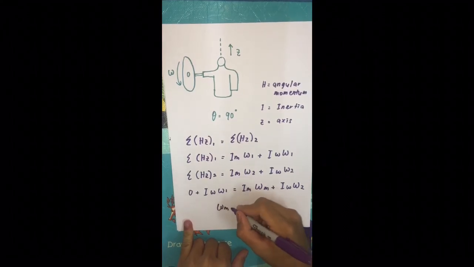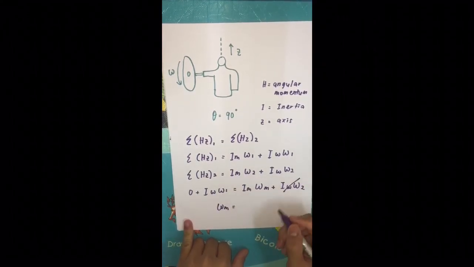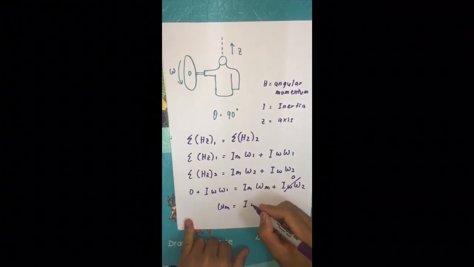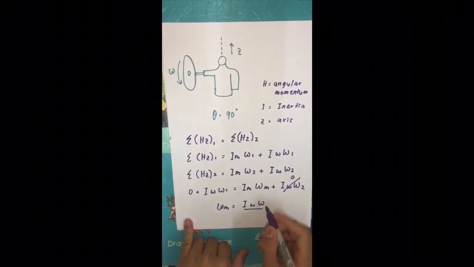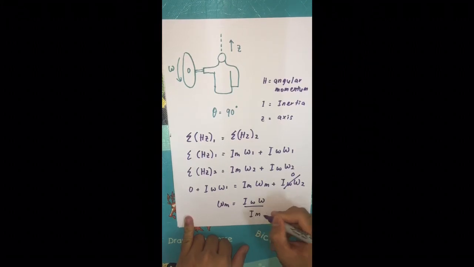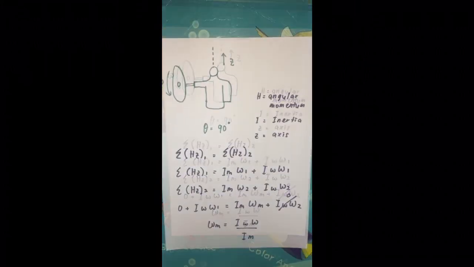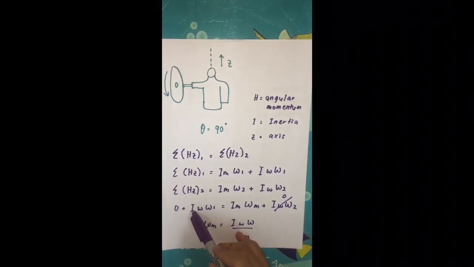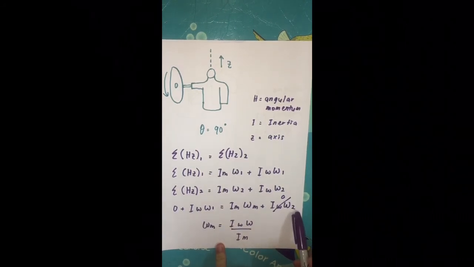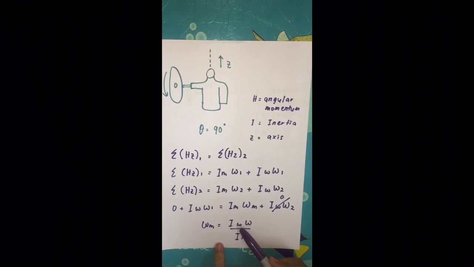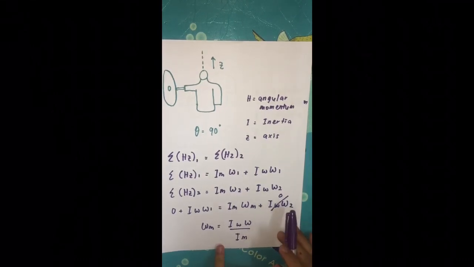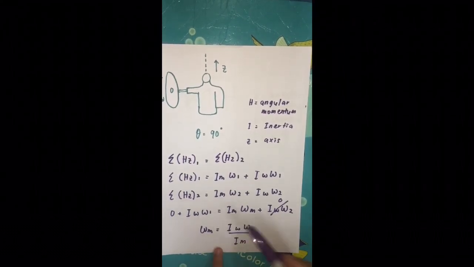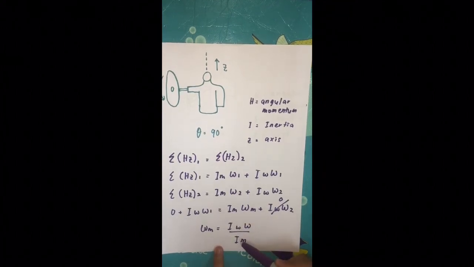So omega m equals I_w omega over Im. I_w omega 2 subtracted by I_w omega 1 equals I_w omega, and then we put omega m as the subject while Im we put below.